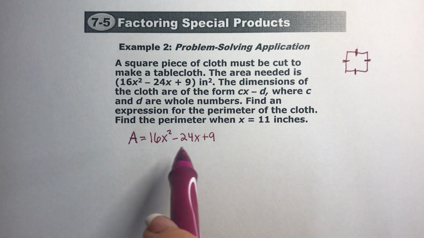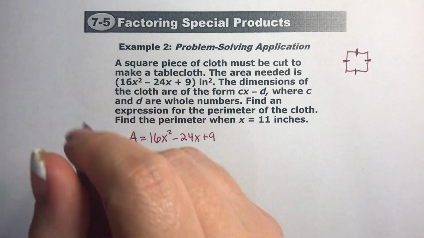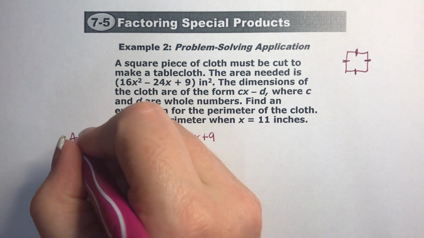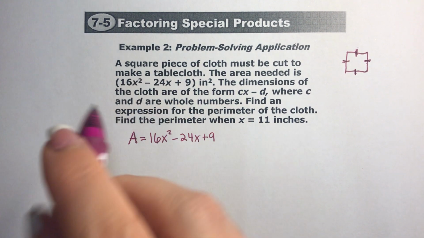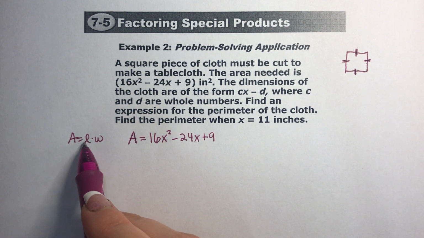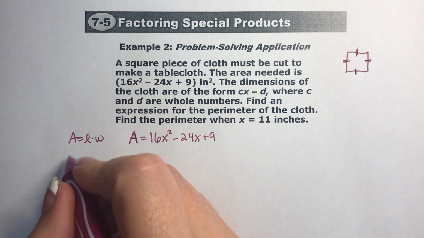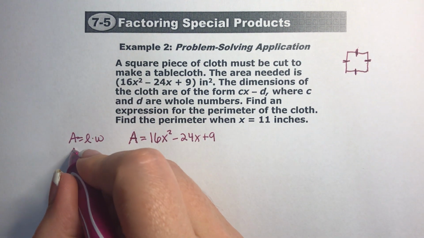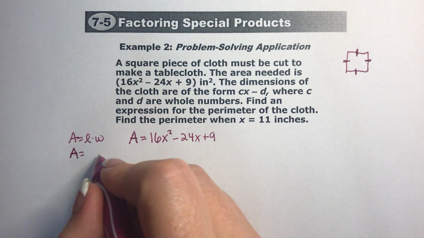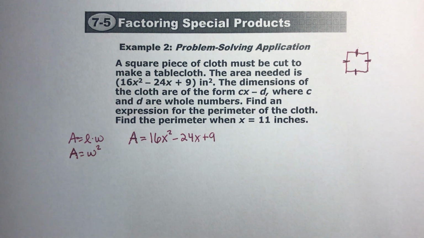And what do we know about the area of a square? The area of a square is going to be length times width, right? But we know that these have to be the same. Length and width are the same. So for a square, it's going to be something like area equals the width squared, or L squared, right?